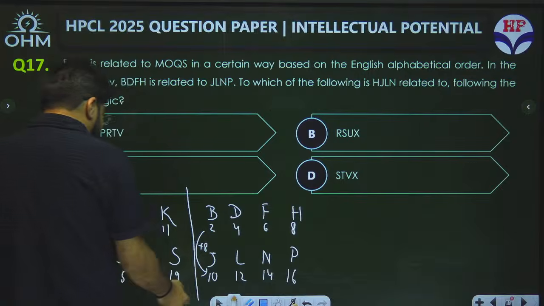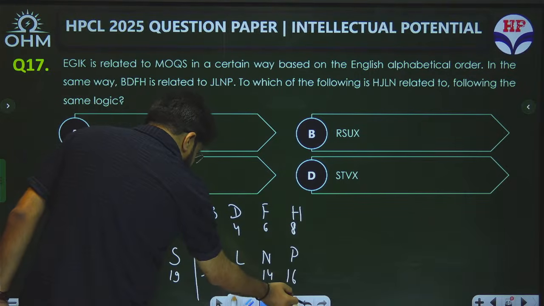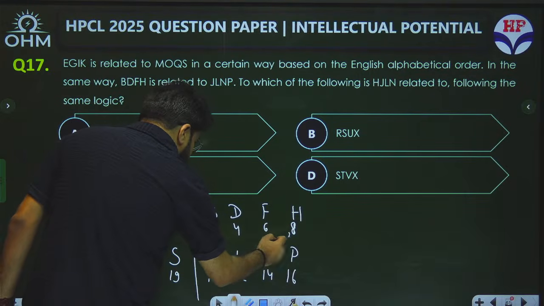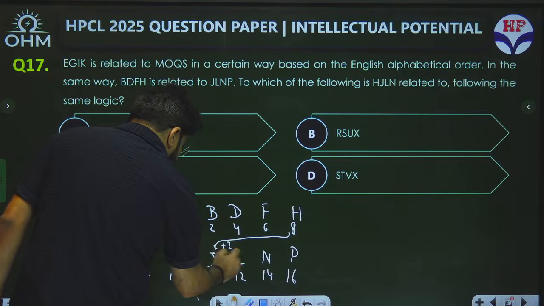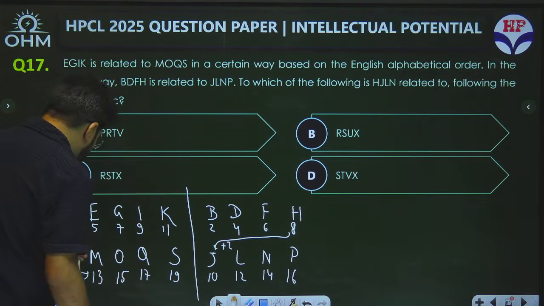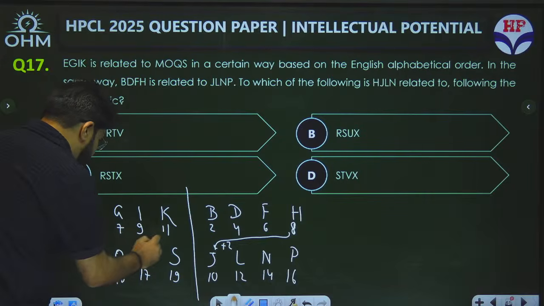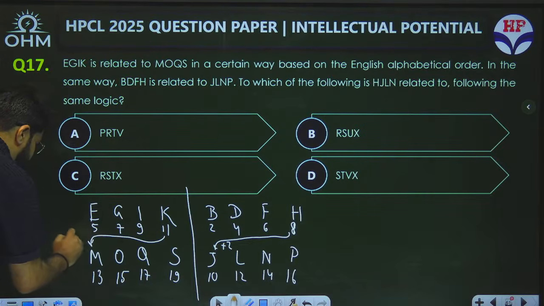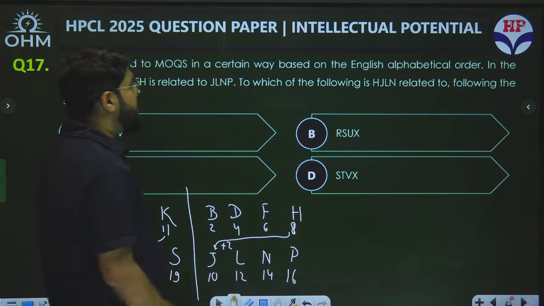Or you can continue from here rather than writing this as plus 8. You can say plus 2, plus 2, plus 2, plus 2, plus 2 and again plus 2. Any logic can be taken here. Here also it restarts at plus 2. So in the same way, HJLN.